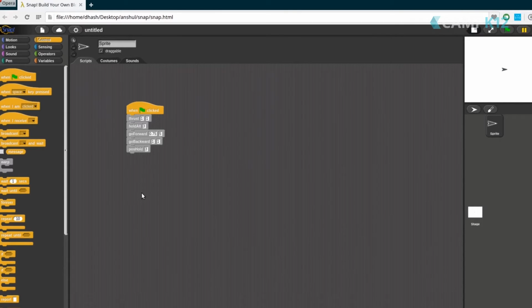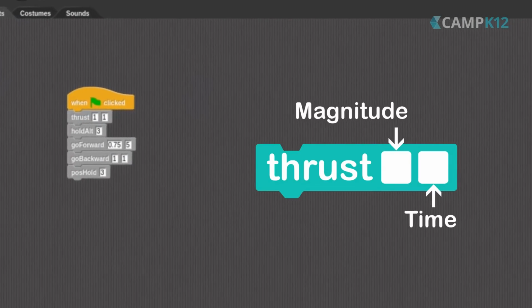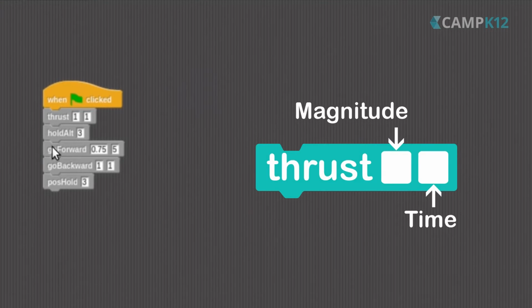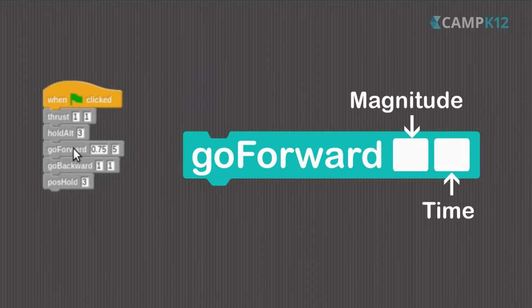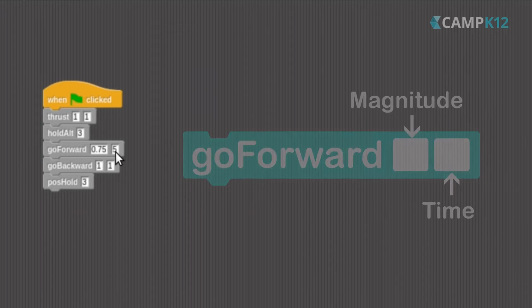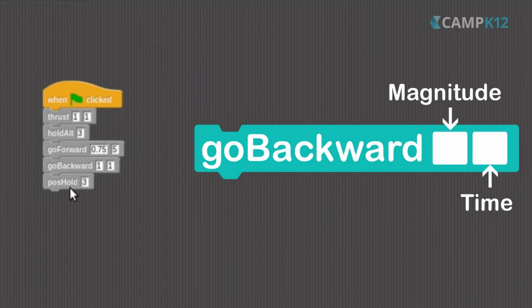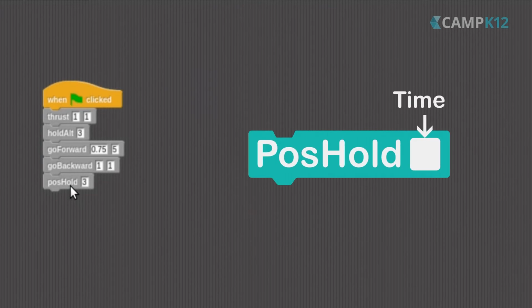The first exercise is very easy. All we do is add a thrust block to make the drone start flying up, a hold altitude block to make the drone stop flying up and hold its current altitude, a go forward block to make the drone move forward. After 5 time units, we add a go backward block, which allows the drone to stop moving forward, and then a position hold, which allows the drone to stop completely.